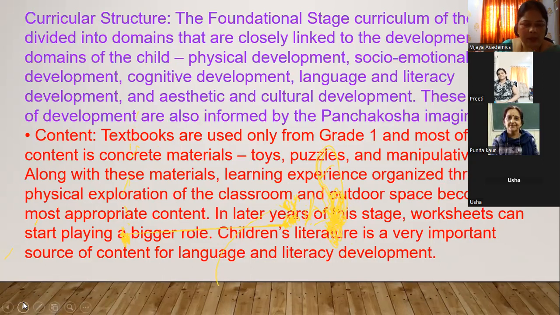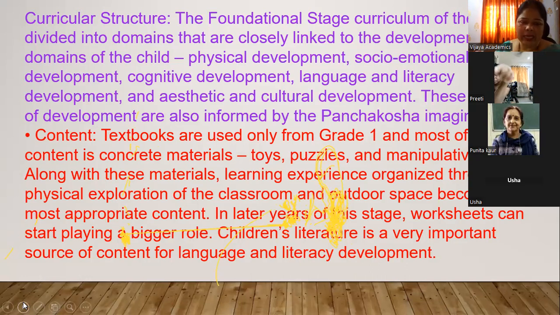Now here in this NCF, they have given each and everything in 4 topics again. Now here this early childhood, they have given curricular structure. The foundational stage curricular of the NCF is divided into domains that are closely linked to the developmental domains of the child. Physical development, see, why I have explained all those development prior to you, because here in the curricular structure, it has been mentioned: physical development, social, emotional, ethical development, cognitive development, language and literacy development, and aesthetic and cultural development. Those domains of development are also informed by the Panchakosha imagination.